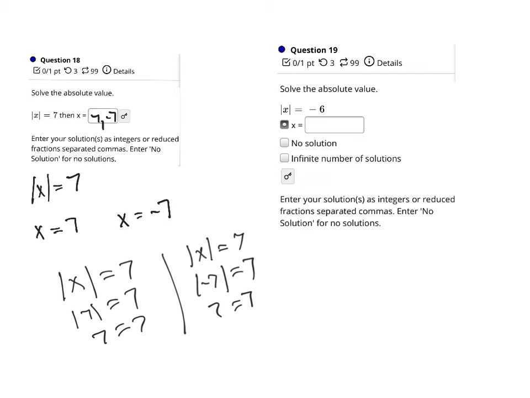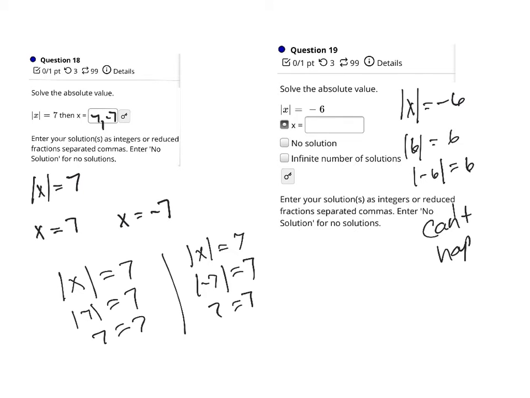Now over here, I have the problem, the absolute value of x equals -6. Is there any way you can take the absolute value of a number and get a negative? So if my answer was 6, I took the absolute value of 6, I would get 6, right? If I took the absolute value of -6, I would get 6. So this can't happen. So that means if it can't happen, that sounds false, so that is no solution.